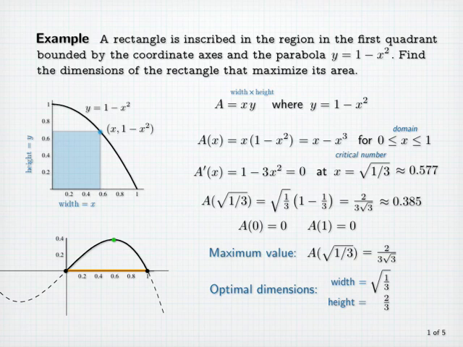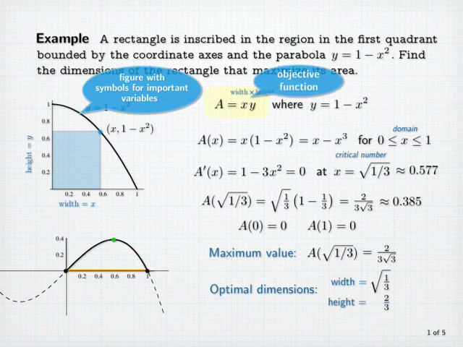Now let's look back and highlight the essential steps in this solution. We began with a figure labeled with relevant variables. Next, we wrote down a formula, here A equals x times y, for the quantity whose maximum we hope to find. This is our objective function.